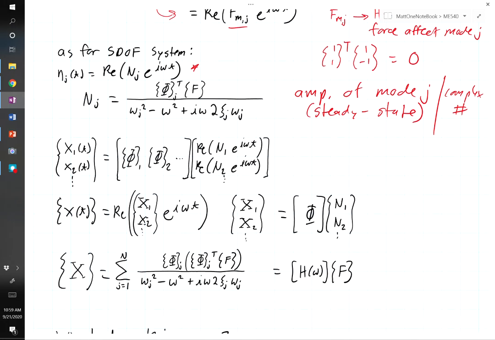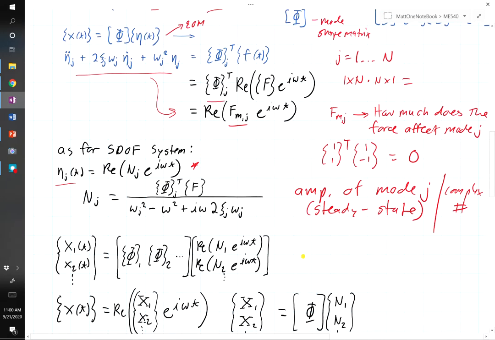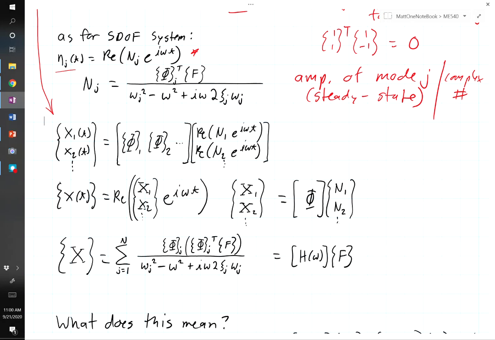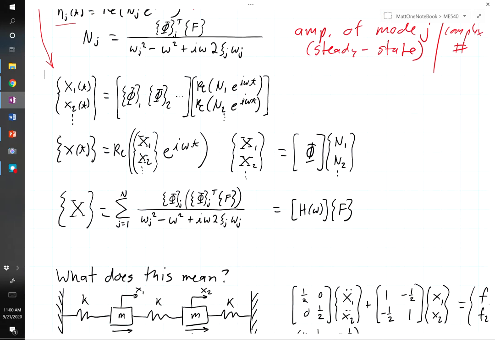So that's really easy, right? And we would repeat this for all of the modes, and then we could collect all of those a_j of t's into a vector and plug back in using this equation. Plug back in, and we can find the response of the structure using that equation.